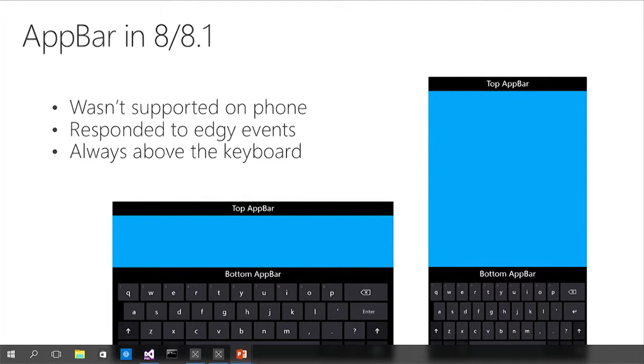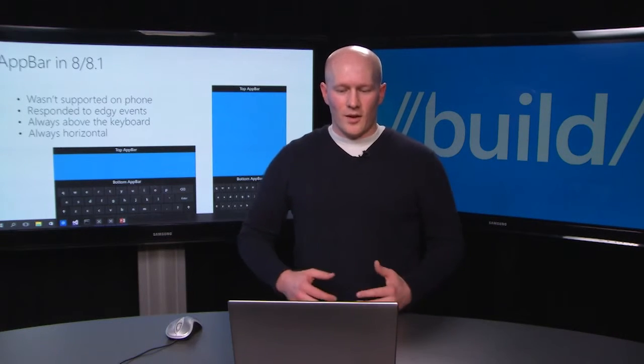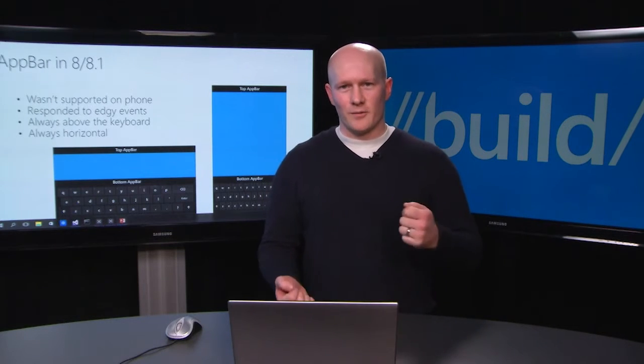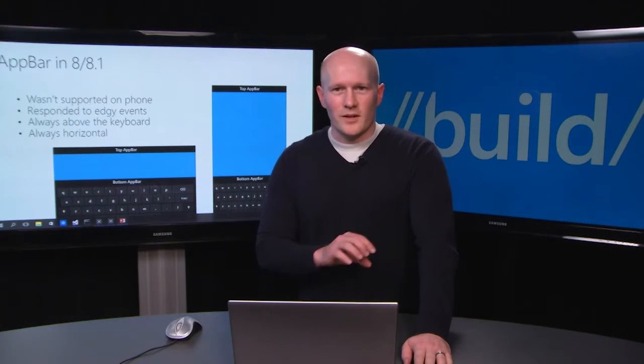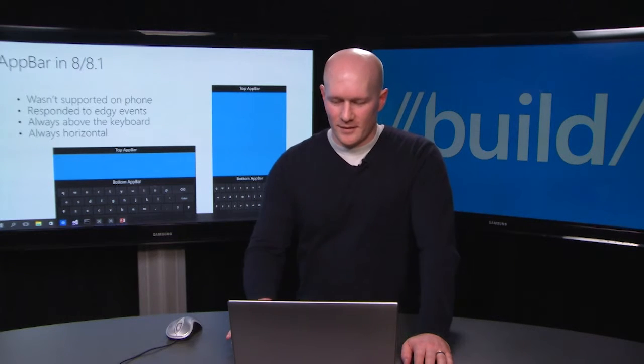More specifically, the app bar wasn't supported on the phone at all. Like, you couldn't use it. If you tried to, you'd get an exception at runtime. On Windows, the app bar was there. It responded to what we call edgy events. So if someone swiped from the top or bottom of the screen, it would appear, if they right-clicked, or if they used the Windows Z keyboard shortcut. Now when the keyboard appeared on screen, it would also always appear above that keyboard. And it was always horizontal. So if I had a device and I rotated it, that app bar would always appear at the logical bottom or top of the screen.